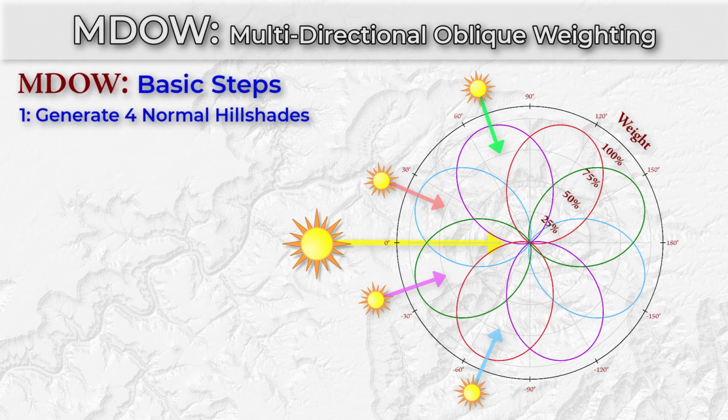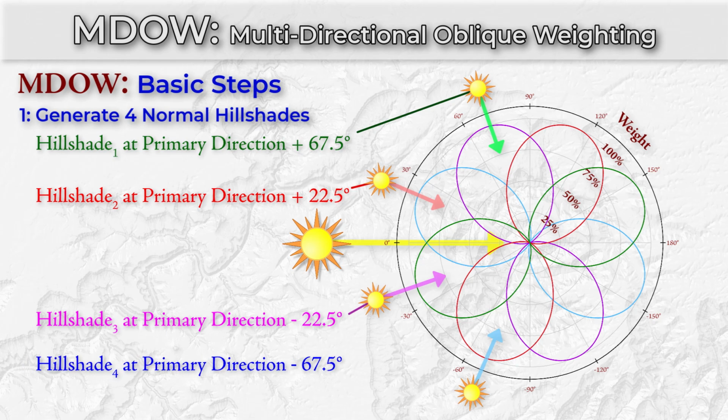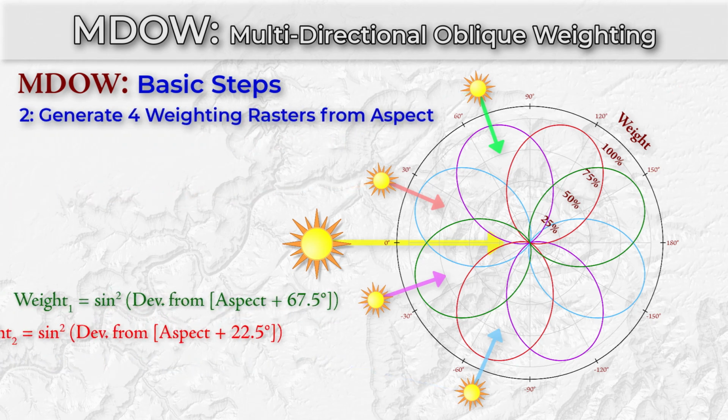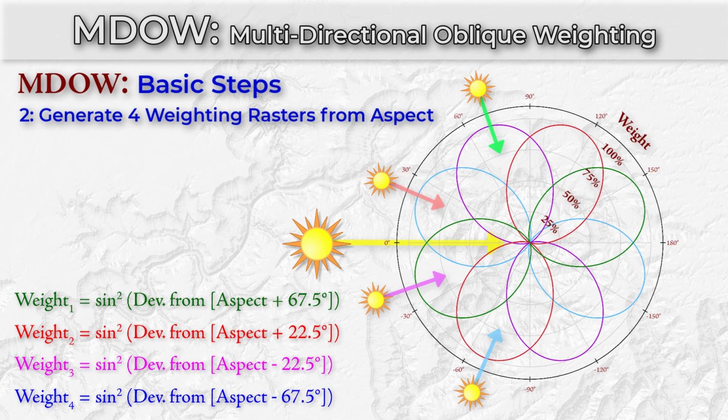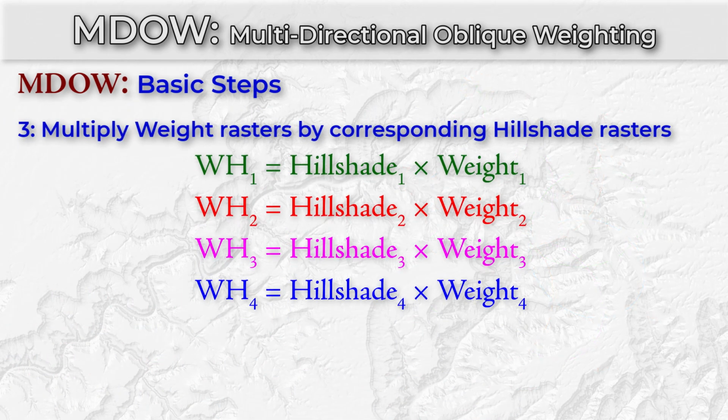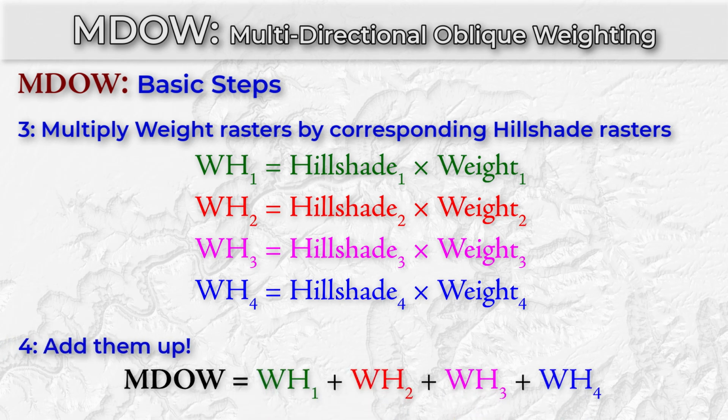But the basic steps are that we first generate 4 hillshades from these 4 directions. We multiply the hillshades by these weighting factors, and you get the weighting factors by calculating the deviation of aspect from the direction of the hillshade. Then you take the sine squared of that, which basically means to subtract the hillshade direction from the aspect value, take the sine of that, then square the sine. So now you've got a raster of weight values for this hillshade. Multiply the weight raster by the hillshade raster for each of the 4 hillshades and add them up.